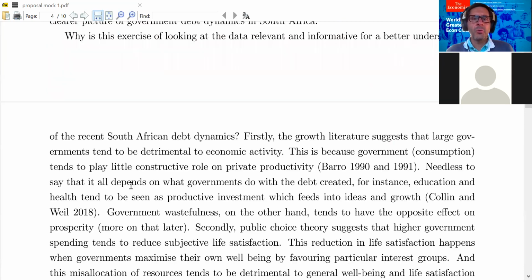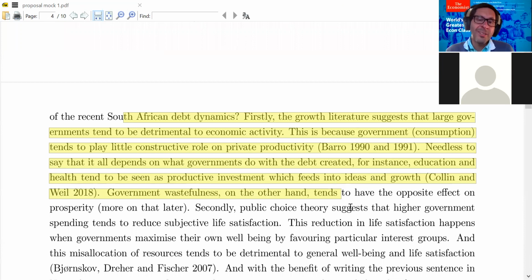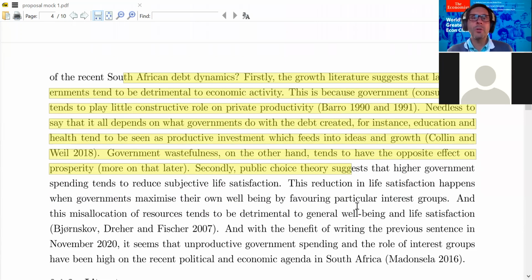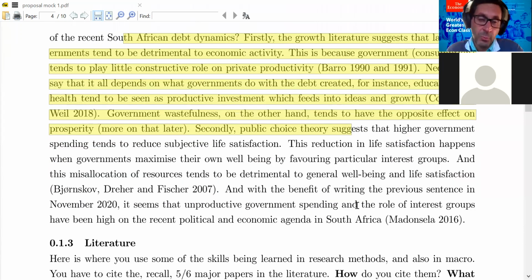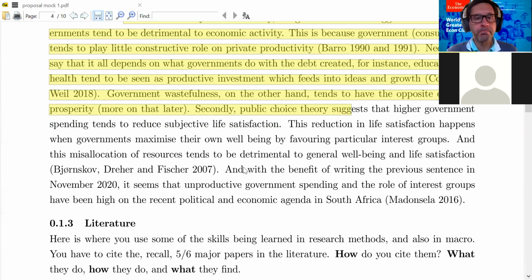And then also, why is this important? Why is it important also to understand government debt? Well, because we know from the literature that large governments tend to be detrimental to general well-being, right? And then you explain a little bit of the economics behind the intuition, as I do there.